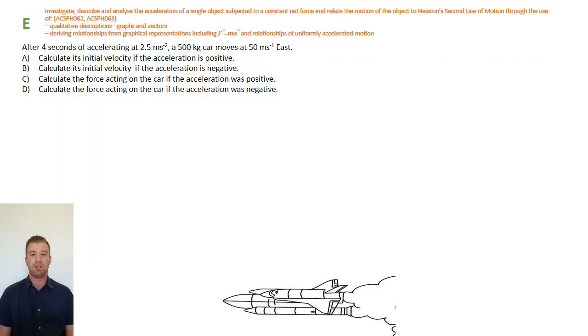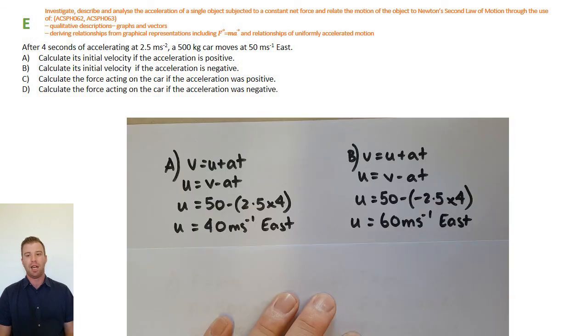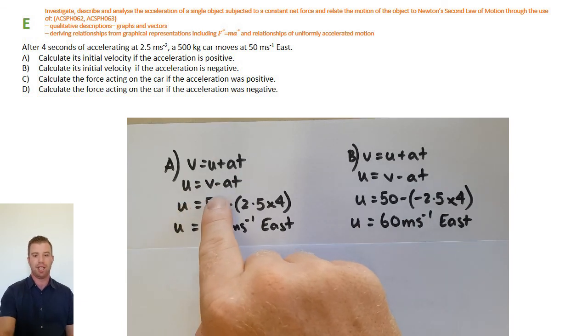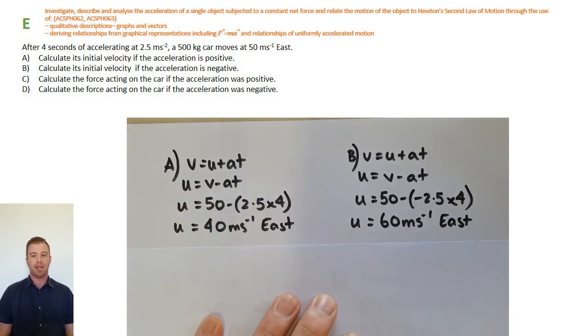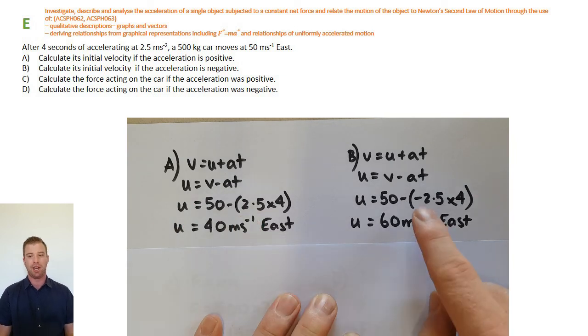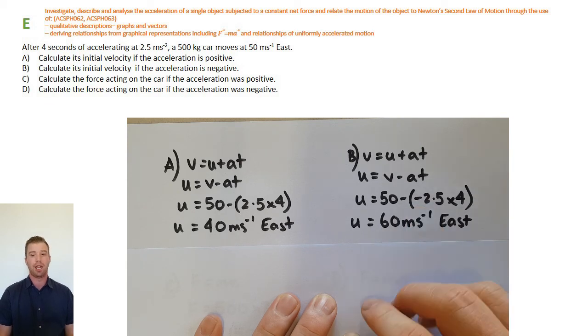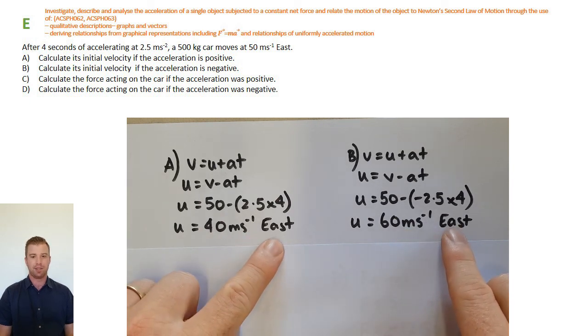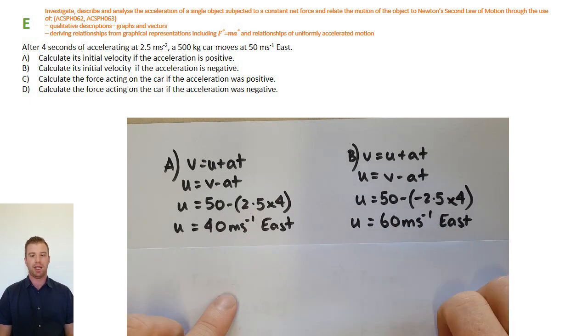You've got the same equation, v equals u plus at, and rearrange that to find u. However, you need to make sure that your acceleration for A is positive, so you see that as 2.5, and for B it is negative 2.5, which will change the answers slightly. So u equals 40 meters per second east for A, and for B, it is 60 meters per second east. Now let's have a look at C and D now.